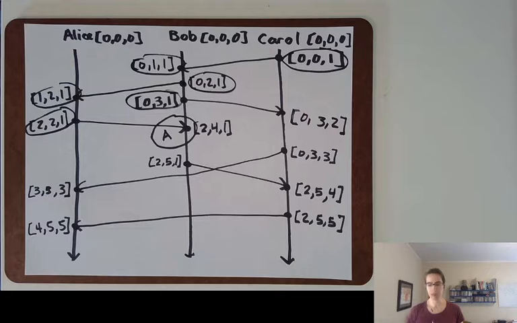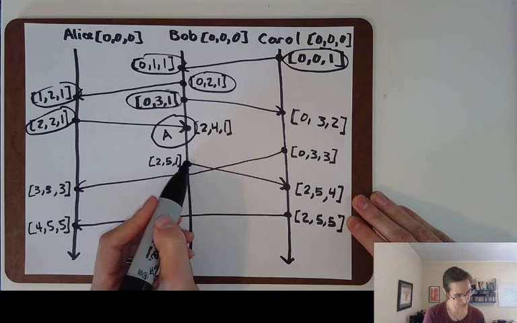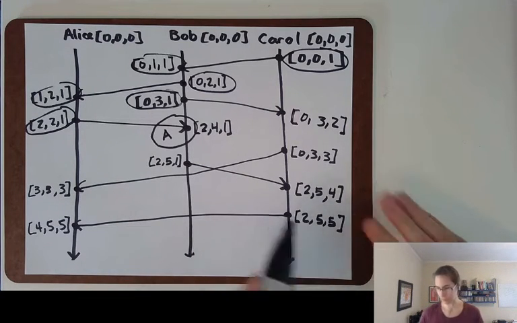And likewise, if we looked at an event that was causally later than A, we would see that its vector clock had to be bigger. So this event here, for example, is causally later than A, and its vector clock is bigger. And this one here is causally later than A, and its clock is bigger as well.